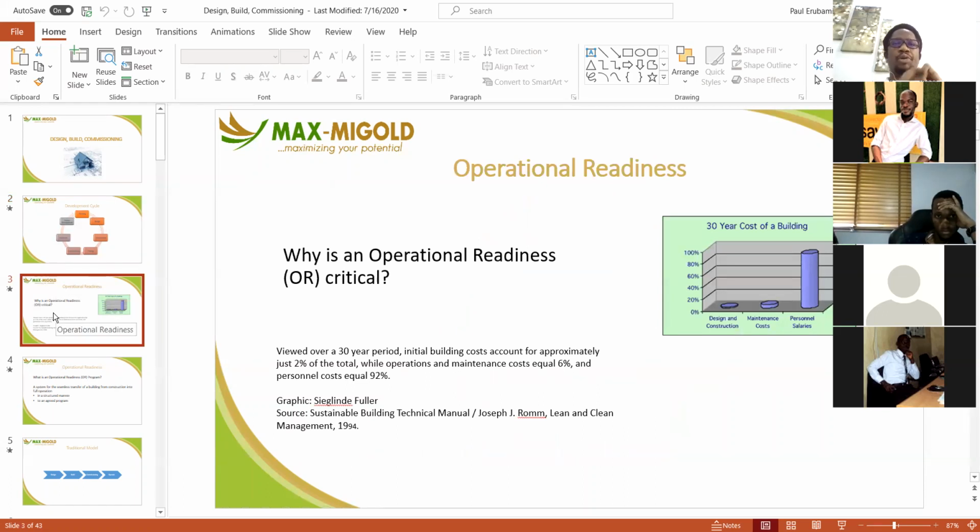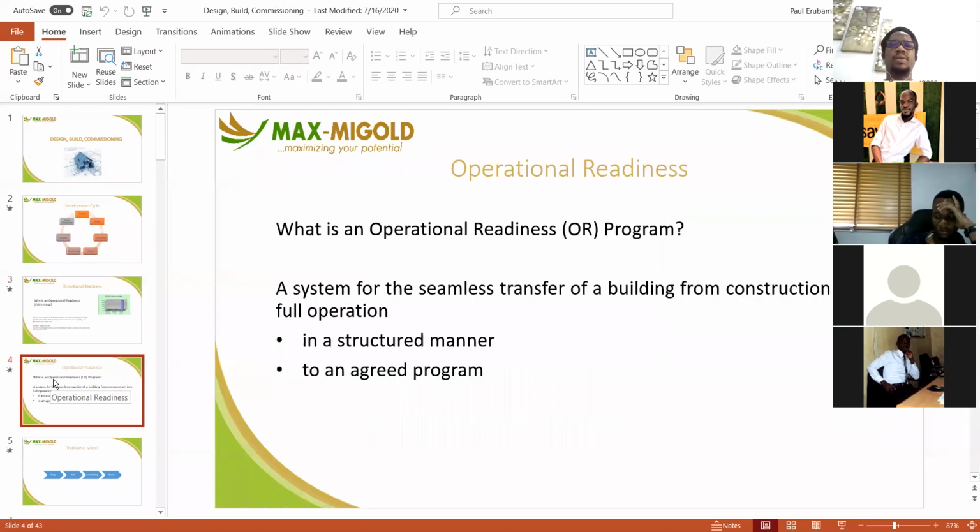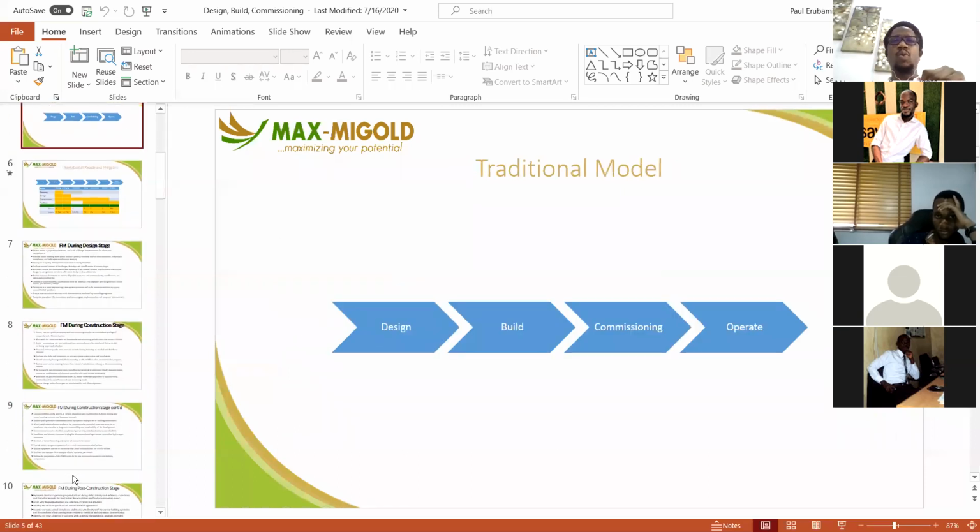So today's class really is about operational readiness, about starting to think about the end while you are still at the beginning. How do we manage a facility from construction to delivery in such a way that operational activities will be smooth and seamless? That's what operational readiness is. A system for seamless transfer of a building from construction into full operation in a structured manner in an agreed program. So typically buildings will go through this model: design, build, commission, operate.